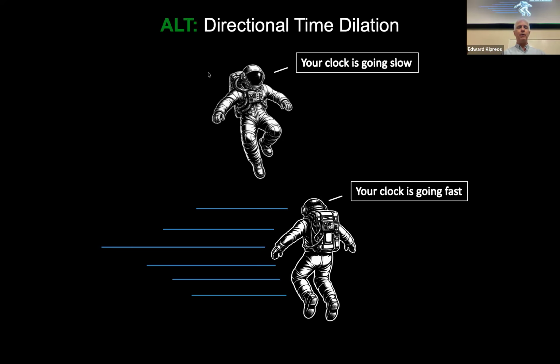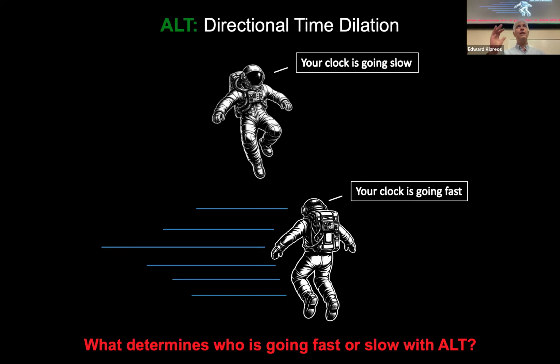But with ALT, this spaceman would see this other spaceman going by and say, your clock is going slow. And this spaceman would look at this spaceman and go, well, your clock is going fast. So they're both agreeing that this spaceman's clock time is going slower than this spaceman's clock. So then you can ask yourself, well, why isn't it reciprocal? Why is one person going faster than the other? And that's what we're going to have to address right now. What determines who is going fast or slow with ALT?